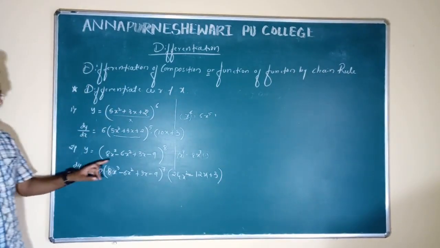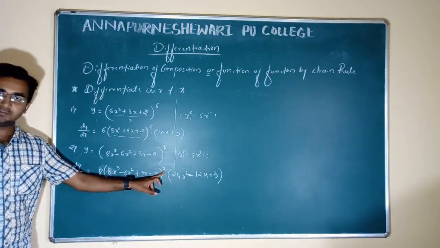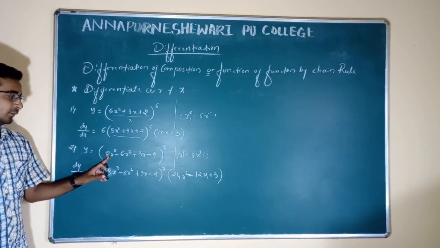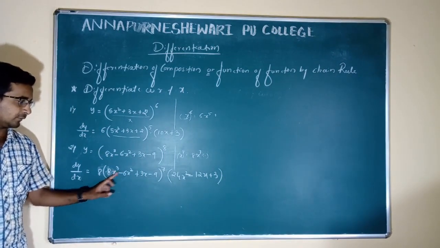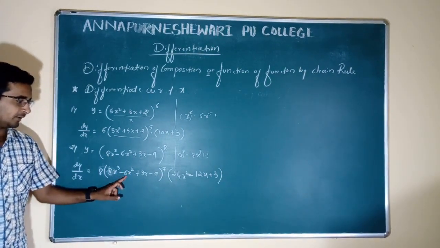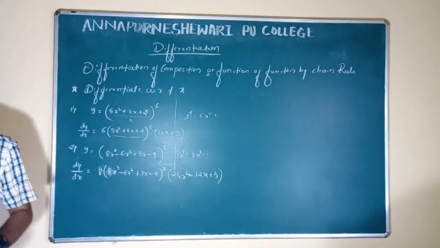So look here. Again what I did, that is x raised to 8 is 8x raised to 7. Then 8x cube differentiation is 24x square minus 12x plus 3, minus 9 differentiation is what?